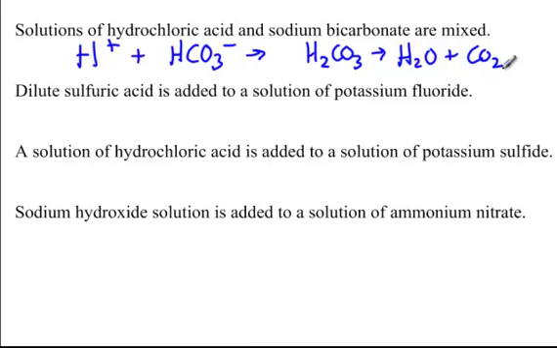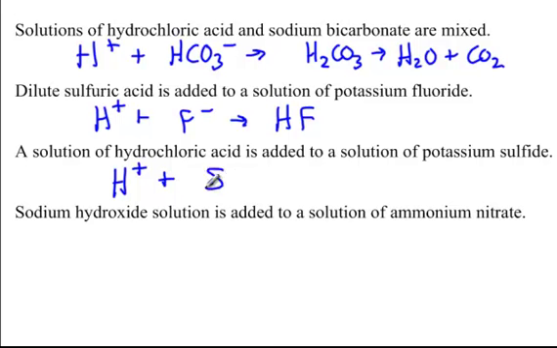Both are correct answers. The next is we have dilute sulfuric acid, which is H+. We're going to put in a solution of sodium fluoride, that's F-, and we're going to get the weak acid, HF. The next is we have hydrochloric acid, that's H+, added to a solution of potassium sulfide, so we're going to get S-2, and we're going to get that stinky, rotten egg gas, H2S, and to balance that out, I need a 2 in front of that H+.